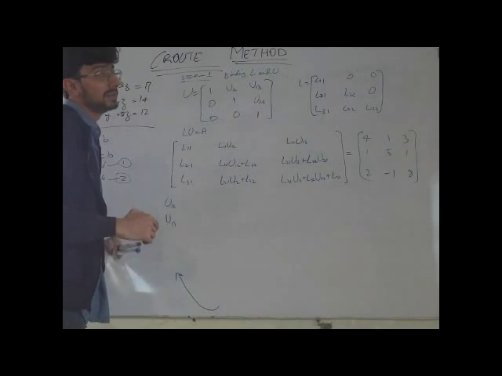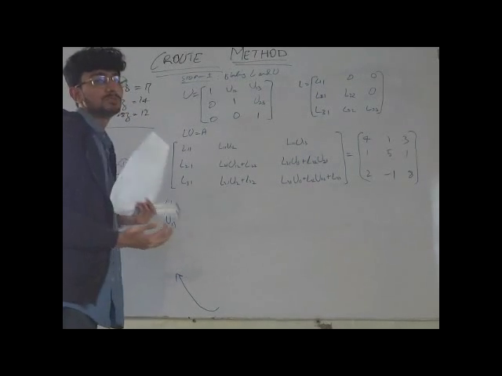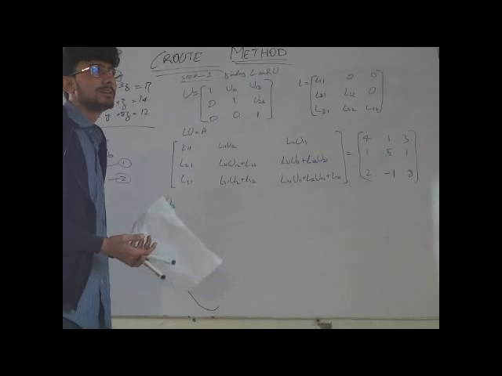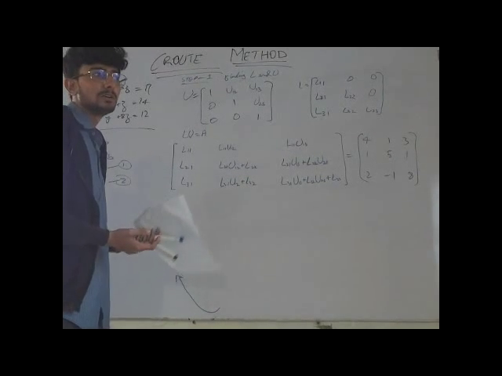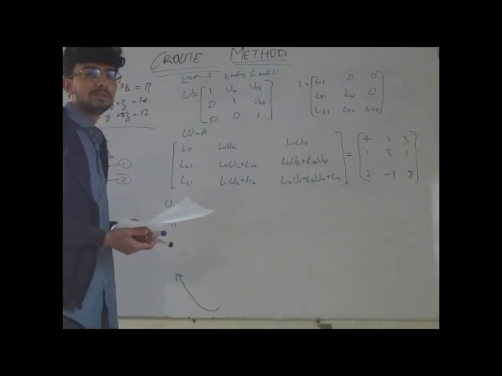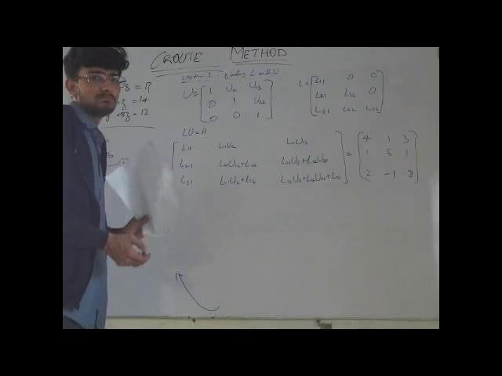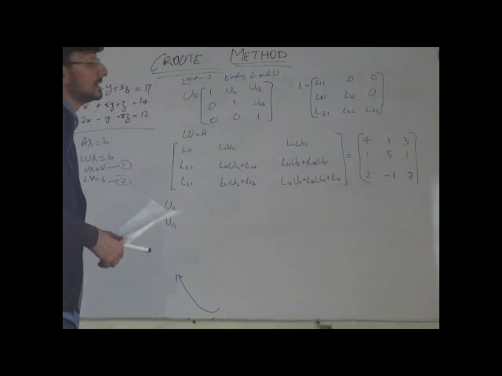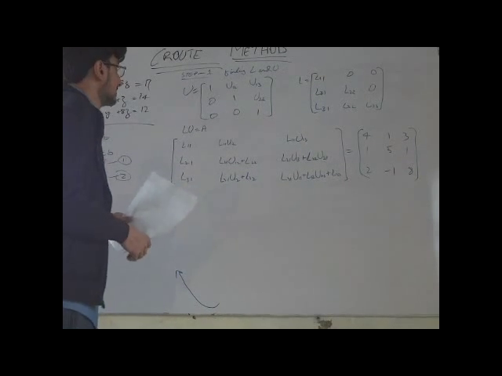I have written step number 1. First, we need to find U and L matrices. Now there is a method that we call Gauss elimination and Gauss-Jordan elimination, but these are the hectic methods. This is a little bit easier and easier to understand method.